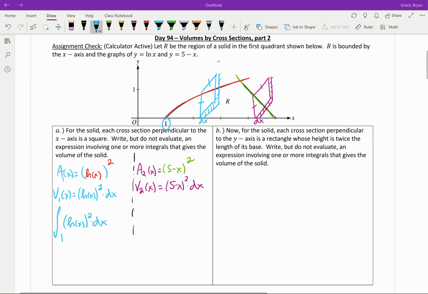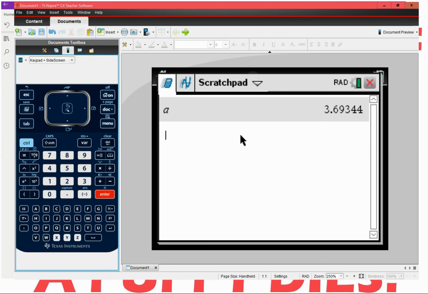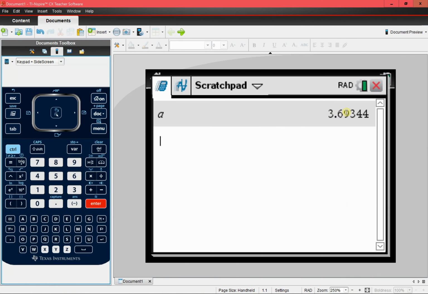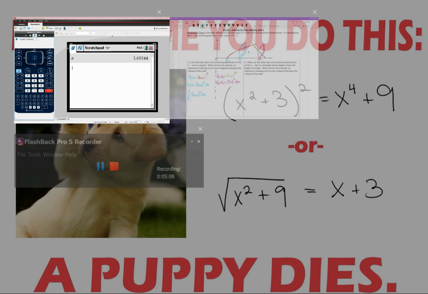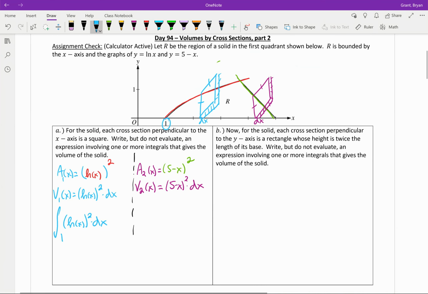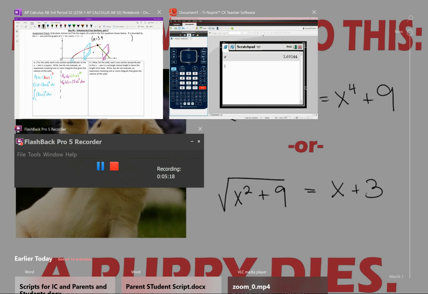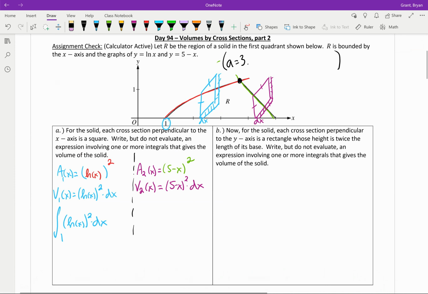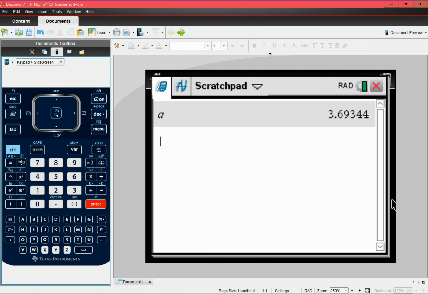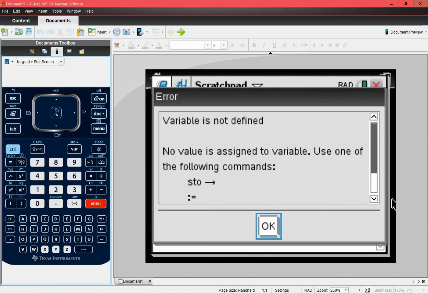x value here? Well, we found the x value is 3.69344, and to save us some time, we might even just want to write the point up here, and we'll say we're going to let a equal 3.69344, 693 dot dot dot, and we're also going to let b equal, and what was b? Let's just type it out. It's probably easier than me trying to navigate this calculator.